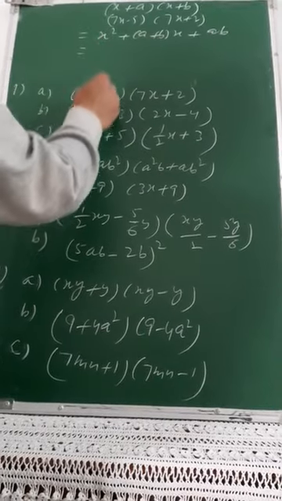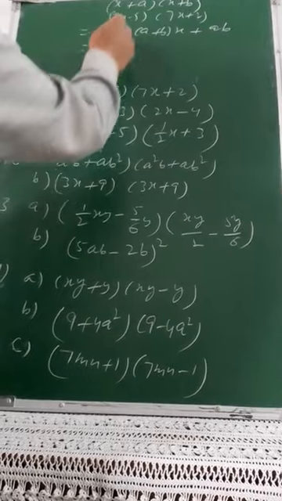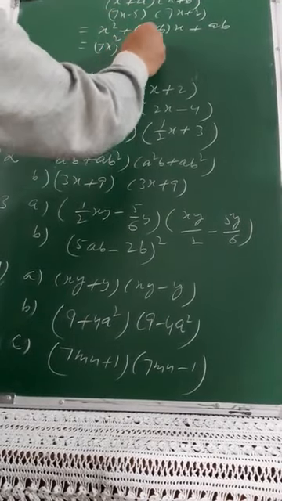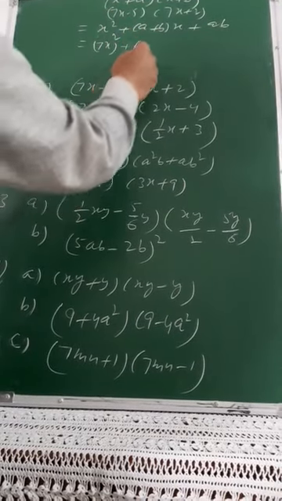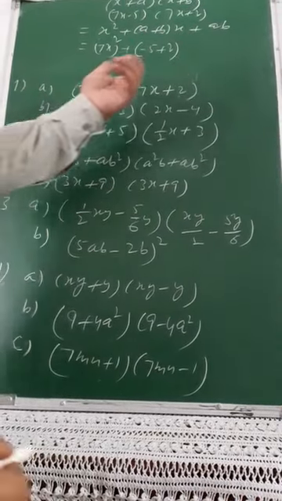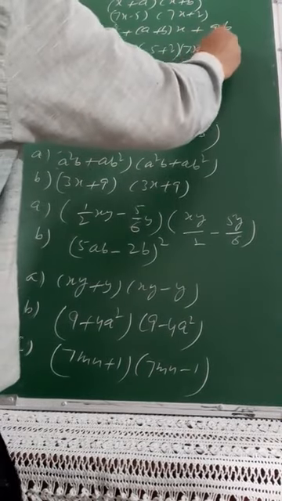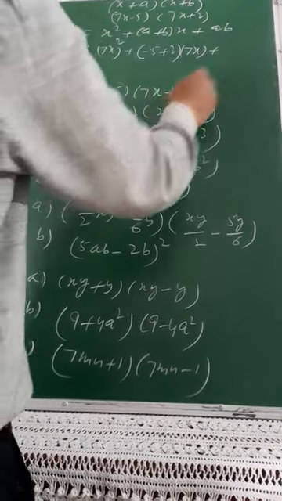So x as it is here is 7x, so x square is 7x square. I will just replace x by 7x in plus a plus b. Now my a is minus 5 and b is plus 2. So as it is with signs, minus 5 plus 2 into x means 7x, plus a into b means minus 5 into 2.